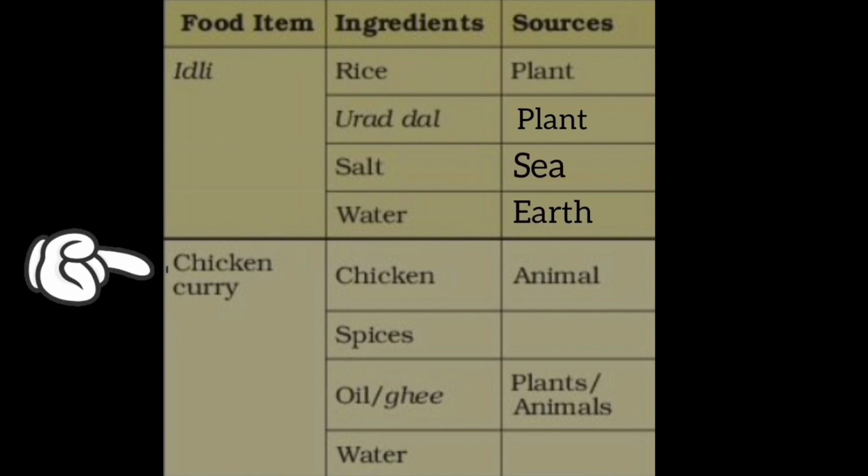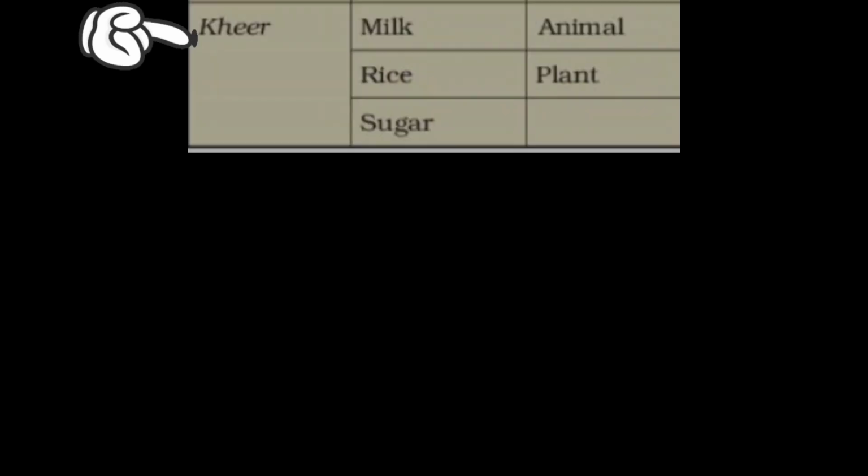Now, chicken curry. The ingredients used in making chicken curry are chicken, spices, oil and ghee and water. Now, chicken comes from animals. Spices comes from plants. Oil comes from plants and ghee comes from animals. Water comes from earth. Now, kheer. The ingredients used in making kheer are milk, rice and sugar. Milk comes from animals. Rice comes from plants and sugar also comes from plants.